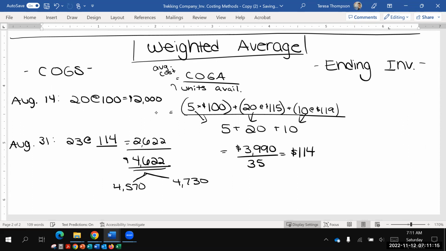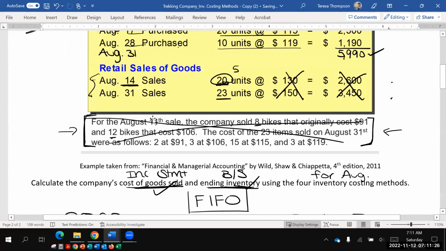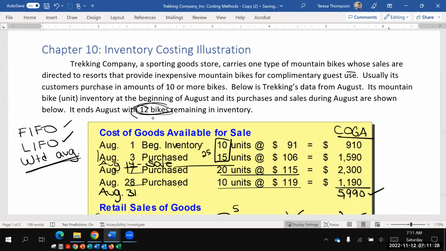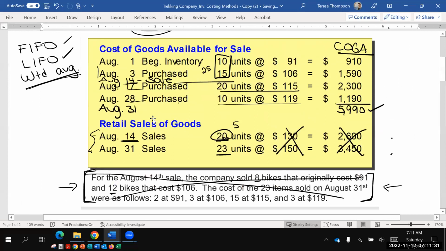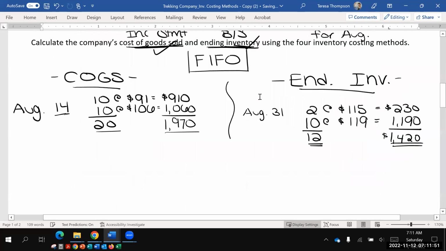All right, so we did that. Now we have to solve for our ending inventory on August 31st. You have 12 units left because we always have 12 units left, right? They tell us we have 12 units left. And if they didn't tell us, we could just figure it out ourselves, right? Add this up, 25, 45, 55, minus 43. What we had available minus what we sold gives us what we have left.